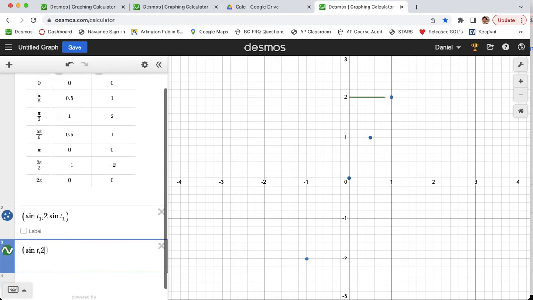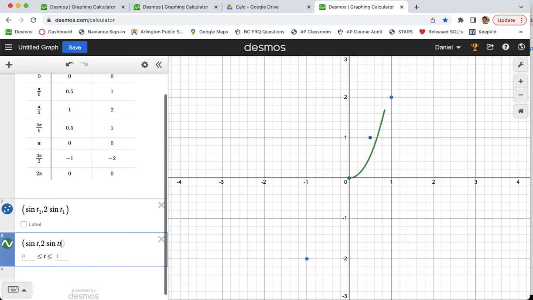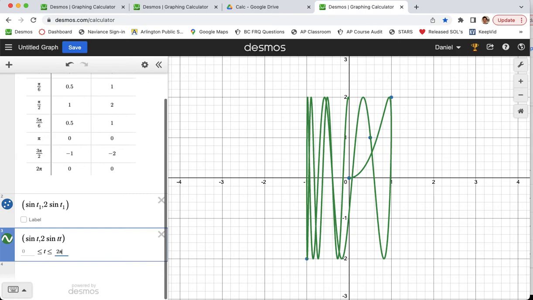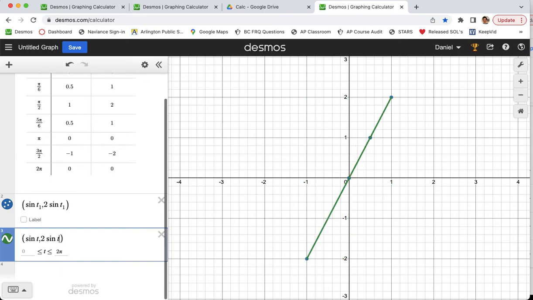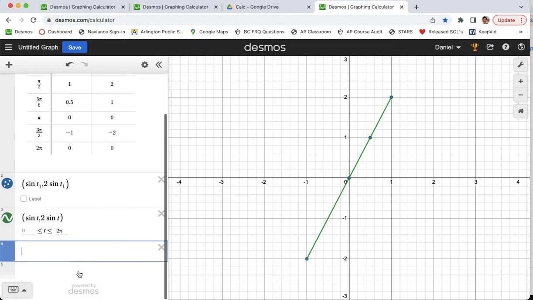If I want generic sine of T, 2 sine of T, or I can pick whatever numbers I want here. Well, I typed an extra t, that ruins it. And there's the line that we drew. And then I showed you this in the last video. I'll show it to you again.